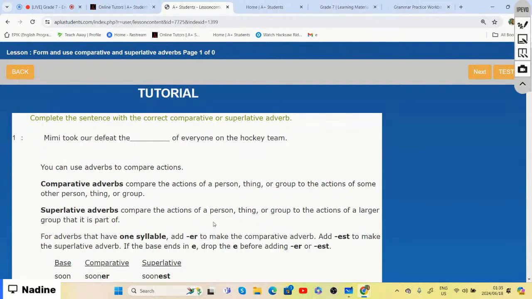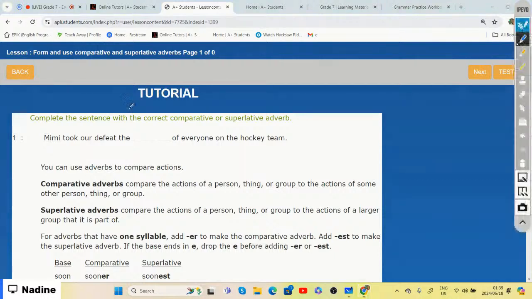And if we were to identify, then we would say Mimi took our defeat the hardest of everyone on the hockey team, which means that this is a superlative adverb. We are comparing her defeat to everybody, to a larger group, right? So we say it's the hardest.